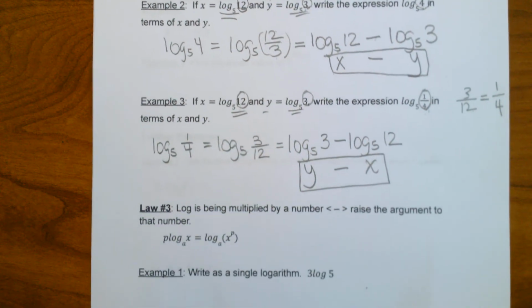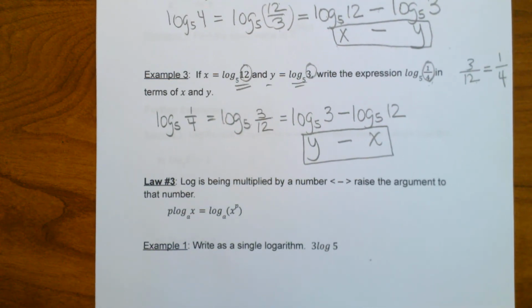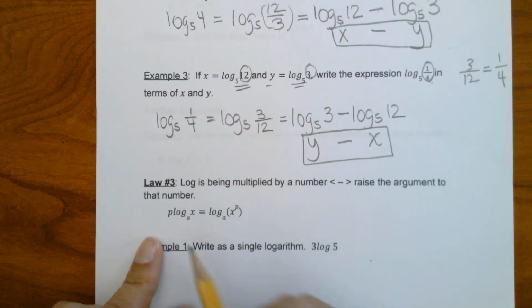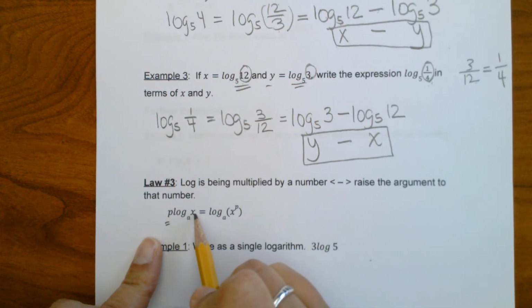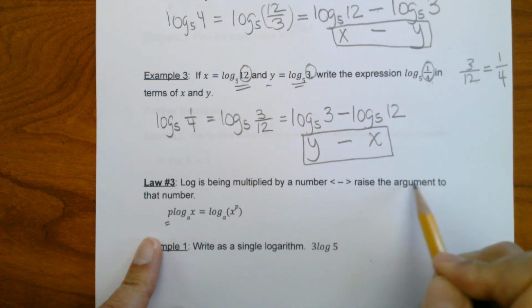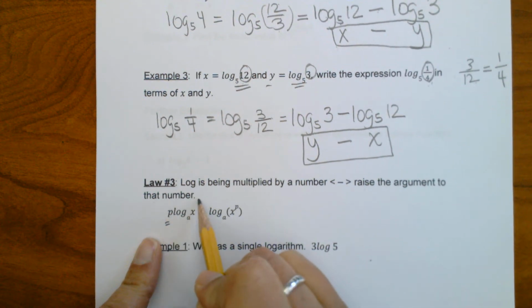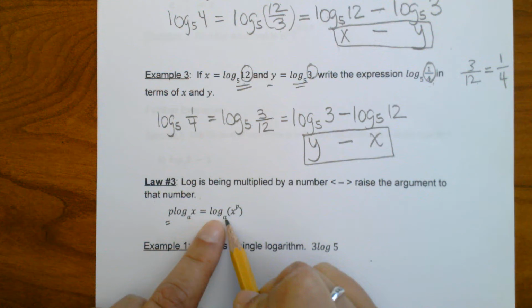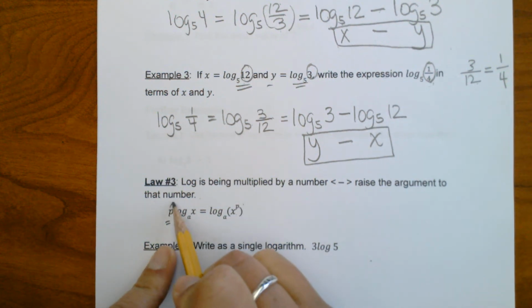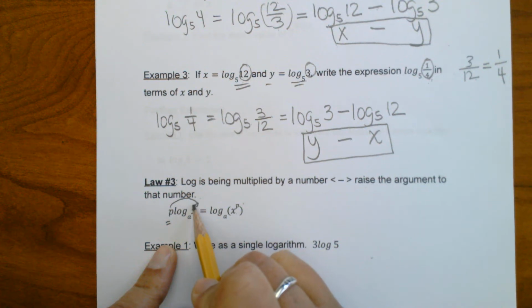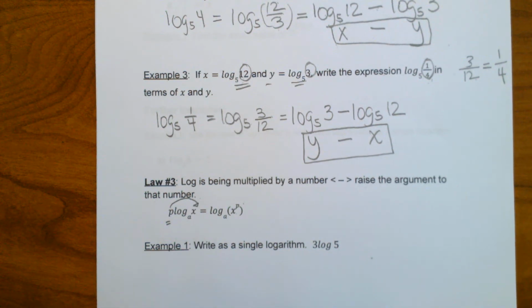Okay, the next law. A log is being multiplied by a number, p times log base a of x. Raise the argument to that number: log base a of x raised to the p. So what happens is this p goes to the exponent position.